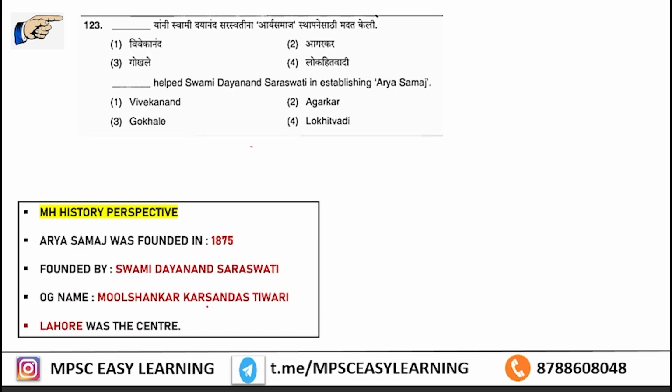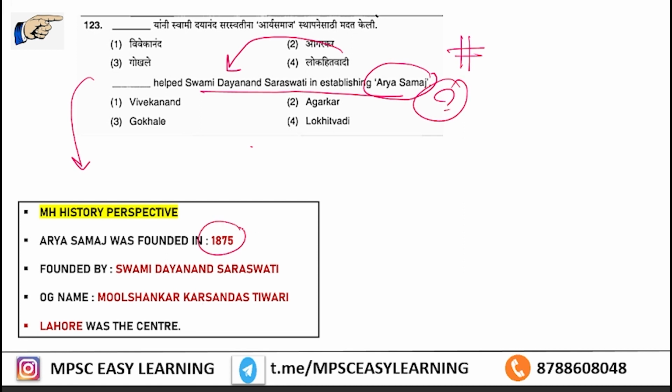Okay. Next one. Dash helped Swami Dayanand Saraswati in establishing Arya Samaj. Please note this question was asked. But from this question, what you should keep in mind is that Arya Samaj was founded by Swami Dayanand Saraswati. It is very important, they always ask it. And in which year was Arya Samaj founded? It was founded in 1875.